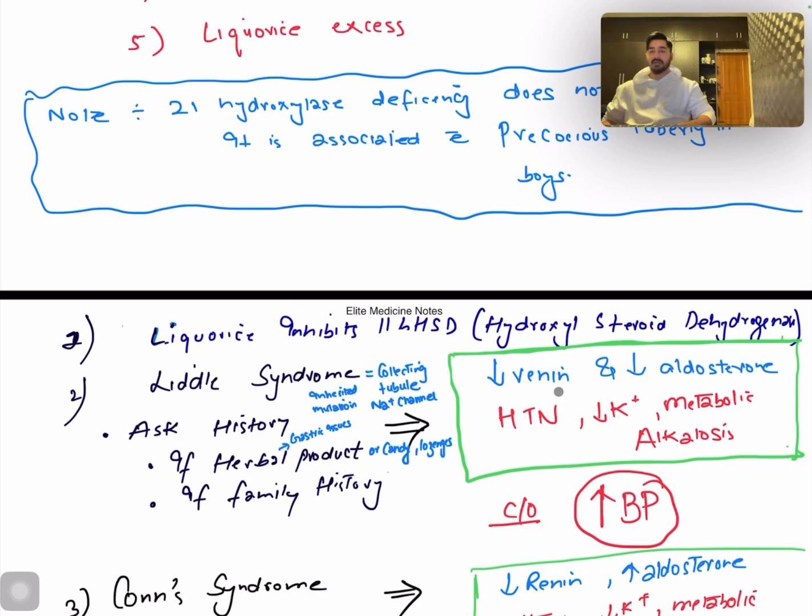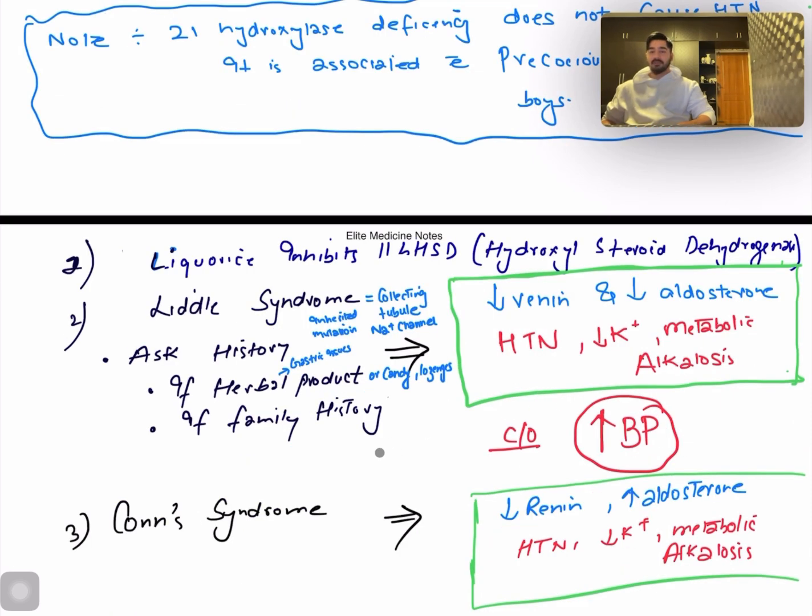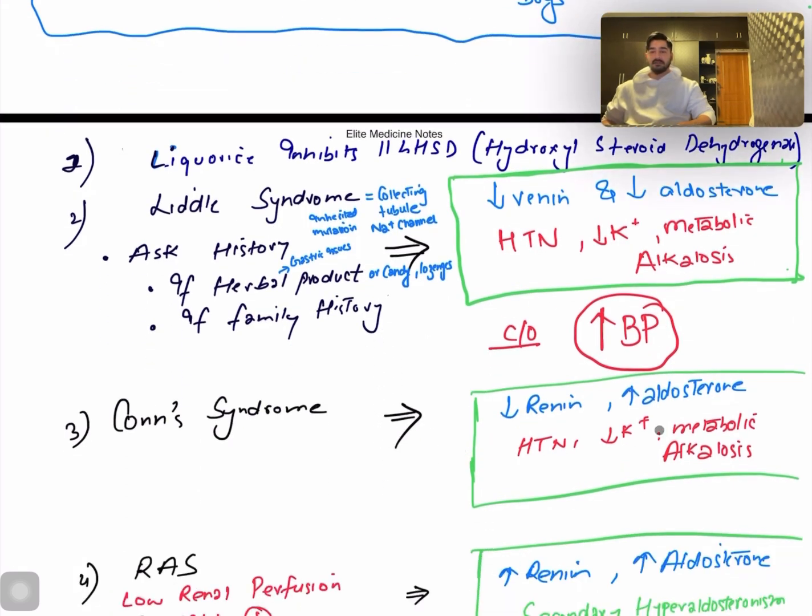Okay, in Liddle syndrome there is decreased renin, decreased aldosterone. All of the features are like those of primary hyperaldosteronism. Okay, so the main complaint is of increased blood pressure. And in Conn syndrome, we see that there is decreased renin, increased aldosterone, hypertension, hypokalemia, metabolic alkalosis.